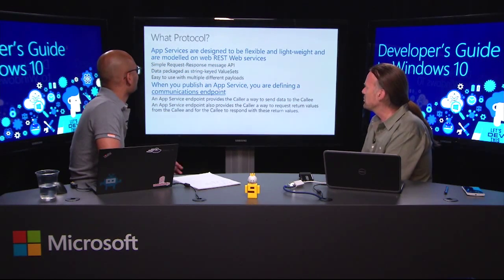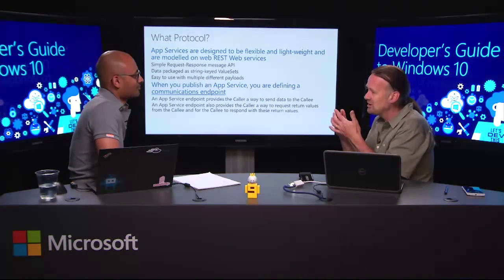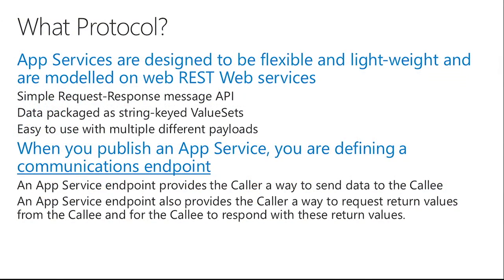What protocol should we use over the wire? So we've got these value sets, which is just a string-keyed object dictionary. It's a basic key value pair, that's it. So you can basically cook up whatever protocol you like. It's meant to be designed to be very simple. We're not making any big strictures on how it should be. It's a simple request response message API, and we use these string keyed value sets. So it's very easy to use with whatever payload you want.